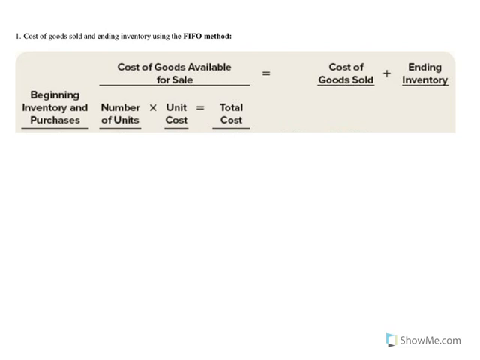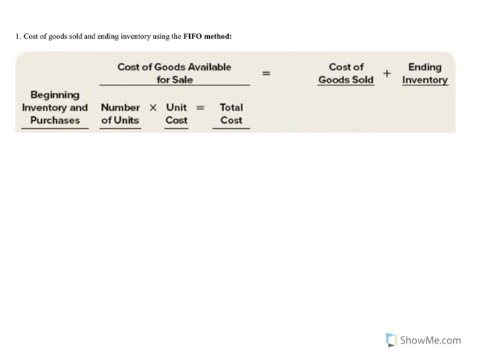Okay, let's start with the FIFO method. Now your cost of goods available for sale is going to be equal to the cost of goods sold plus your ending inventory. So we're going to go through the purchases, the number of units, unit cost and total cost, and we are going to calculate that information based on cost of goods sold and ending inventory. The first thing we're going to do is start at the oldest purchases, or the purchases at the beginning of the year, because the first ones we purchased are the first ones that we're selling.